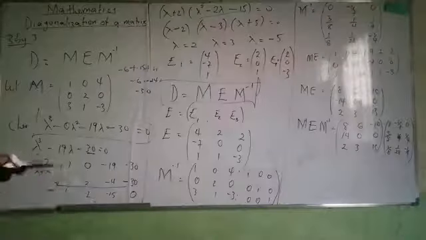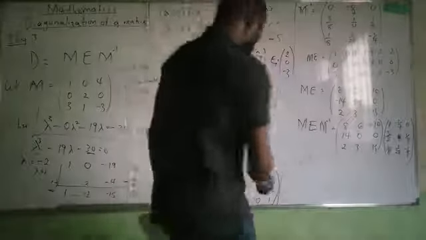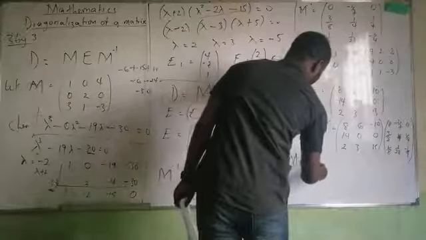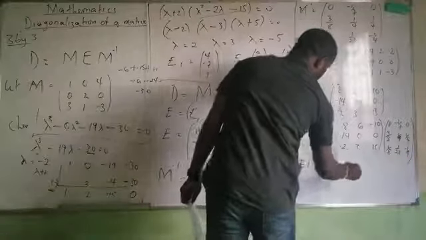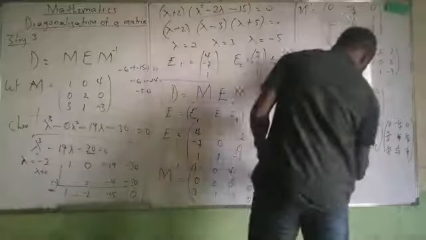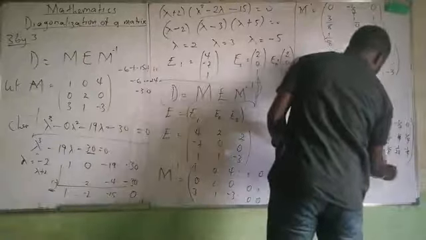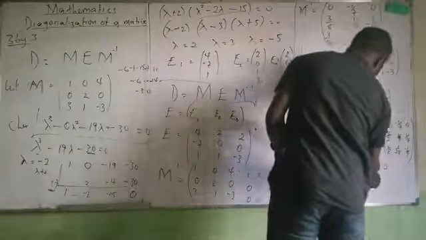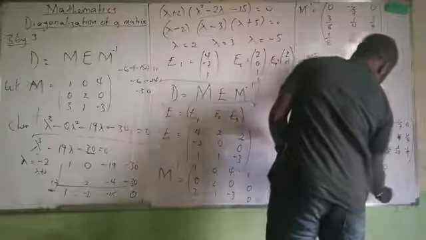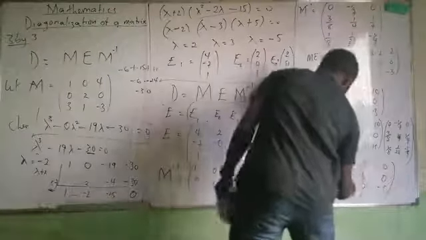Now, by so doing that, if I do my M inverse A M, which is known as diagonalization, it will be equal to 2, 0, 0, 0, 3, 0, and 0, 0, minus 5. That is my final answer.